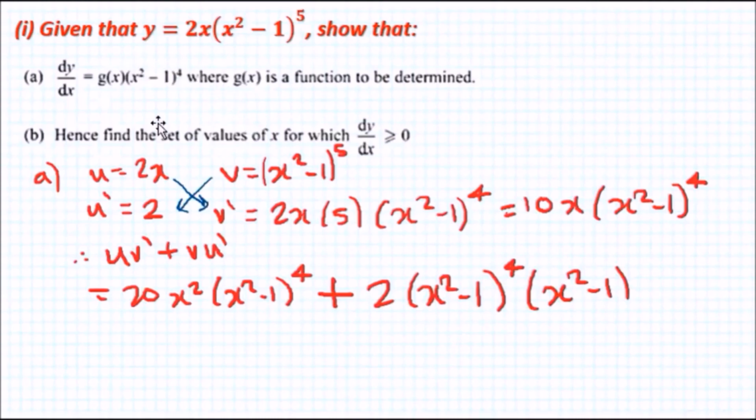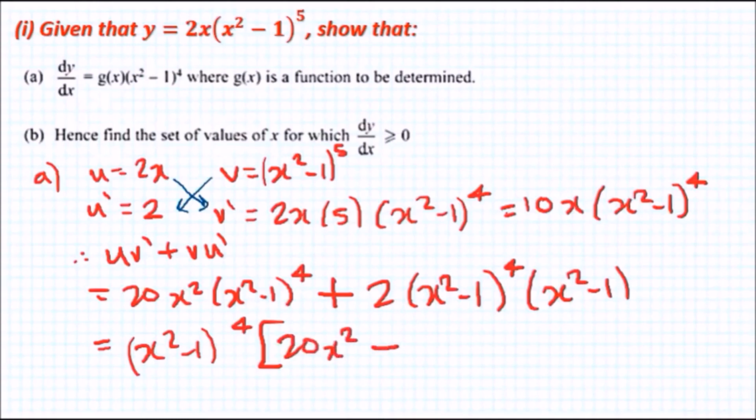So let's collect in terms of x squared minus 1 to the power 4. Therefore, on the left side, firstly, we have 20x squared. This is just factorizing. Plus, on the right side, we're left with 2 times x squared minus 1. And if you expand it, we get 2x squared minus 2.